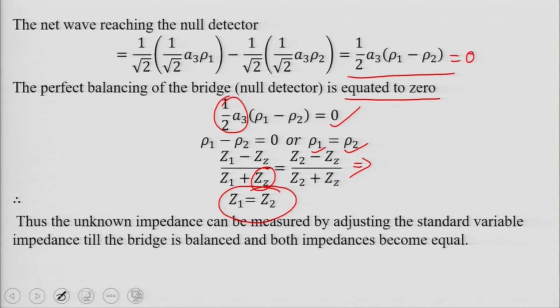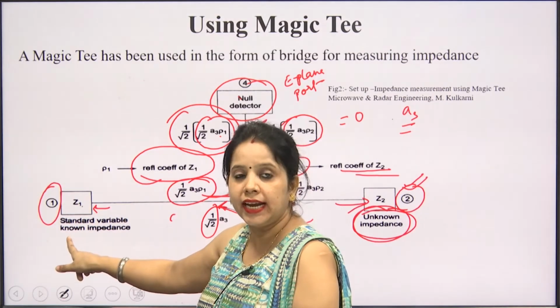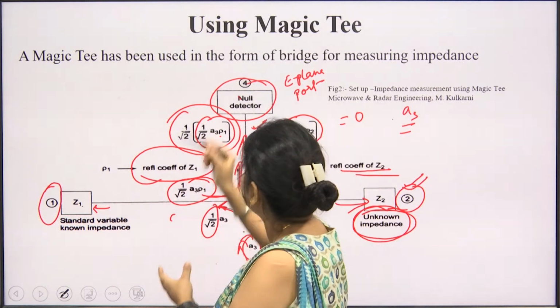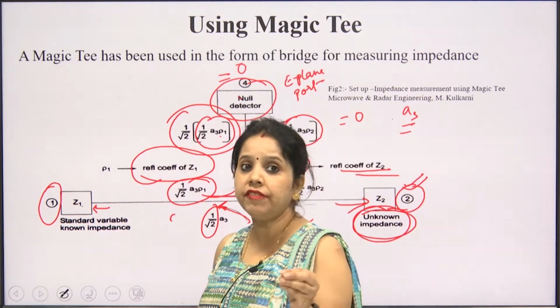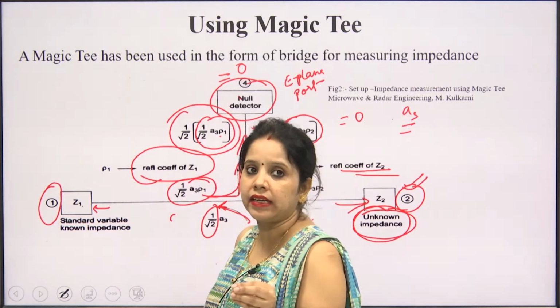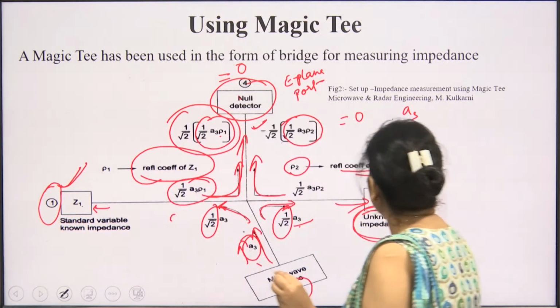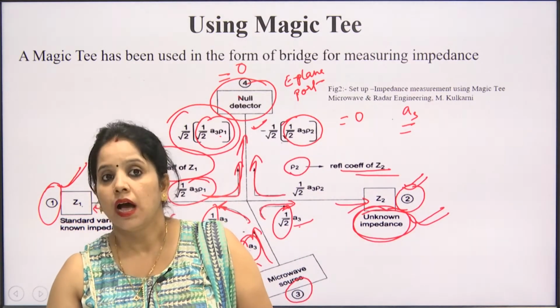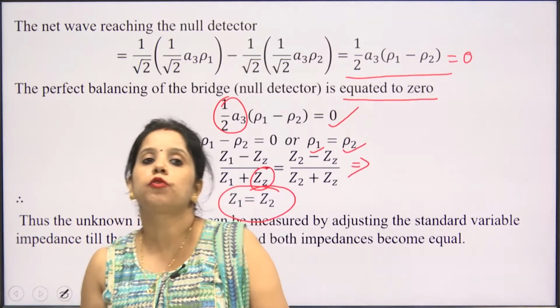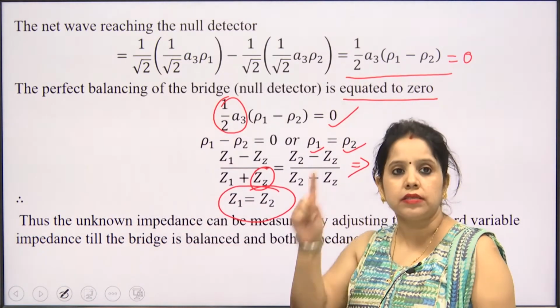That we have to vary the impedance. Which impedance? The impedance which is present at the port 1, till we are able to get the 0 value at the null detector. At the point when we are getting the 0 value at the null detector, whatever be the impedance at the port 1 will be the impedance at the port 2. In that case, we were able to calculate the unknown impedance at the port 2. So, we have to vary the impedance at the port 1 till our null detector shows us 0 value.